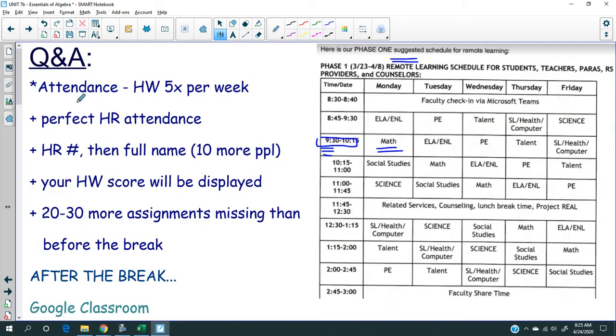Let's see, what other announcements are there? Monday, what am I going to give you Monday? Oh, I'll give you the grading policy, and how I'm going to interpret it and work with it.